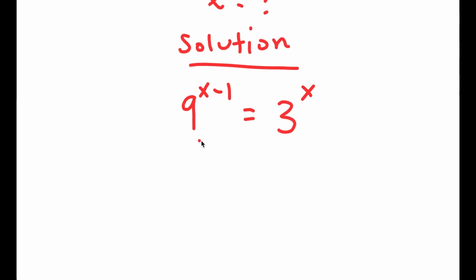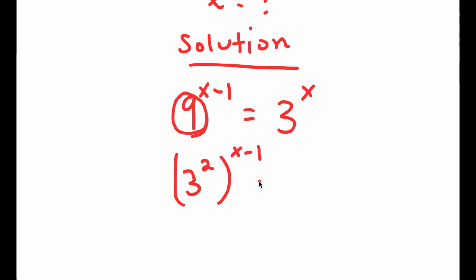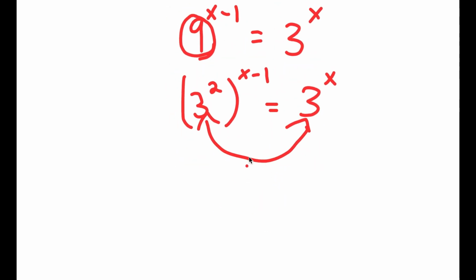And now, I'm going to rewrite 9 here as 3 squared. So I have 3 squared to the power of x minus 1 is equal to 3 to the power of x. And the reason I did that was because now these two have the same bases. Both the bases are 3. So now it's going to be much easier to solve.